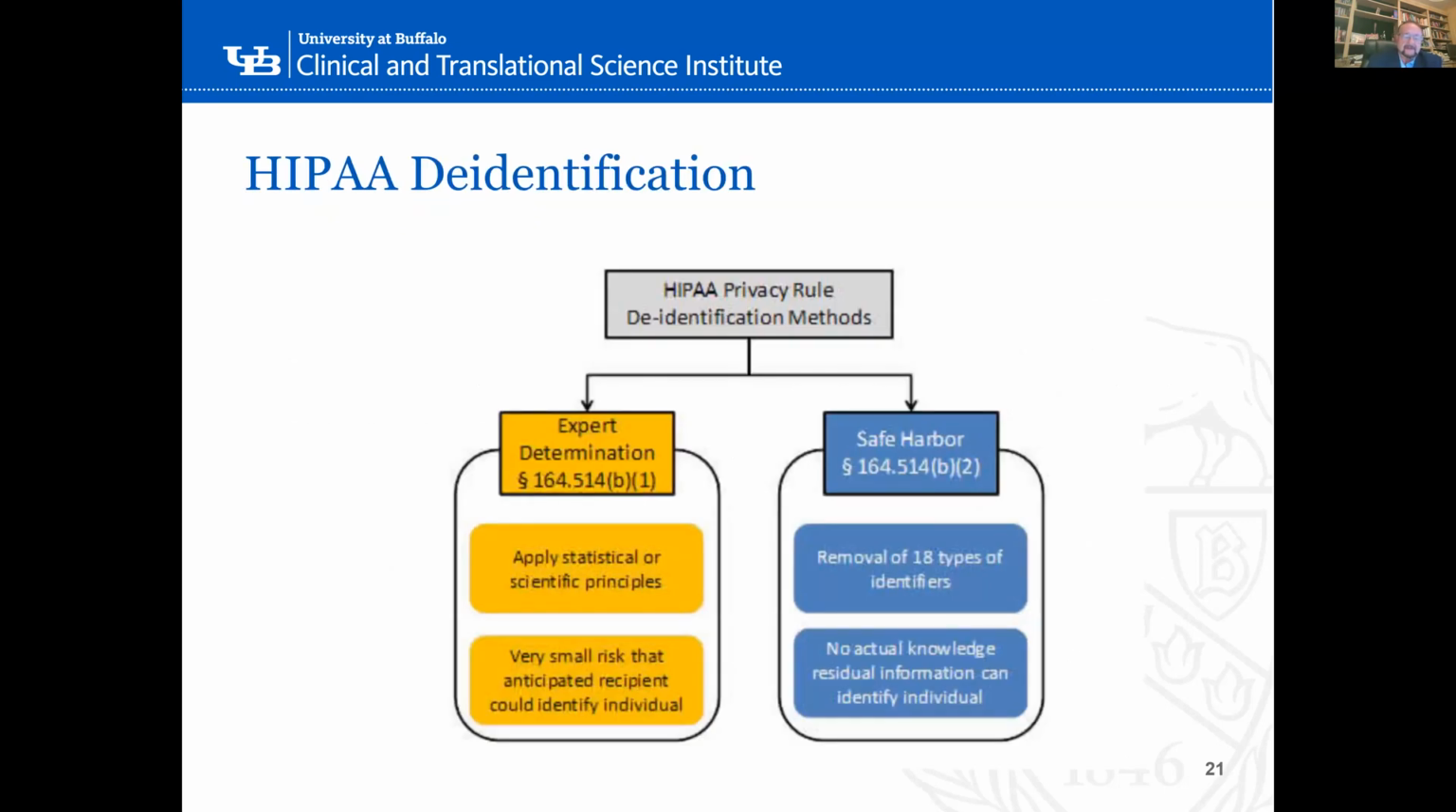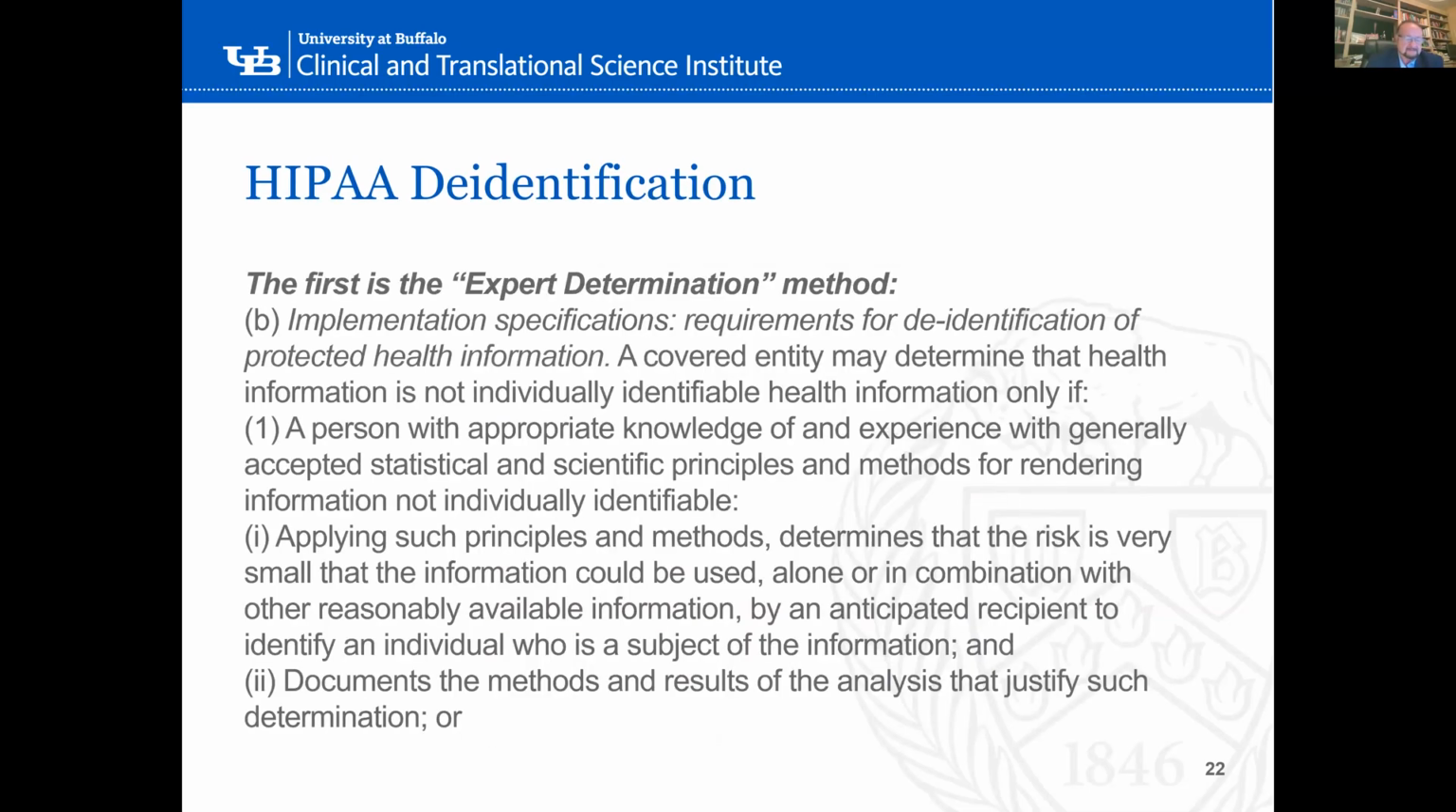So HIPAA de-identification: in the privacy rule, which is part of the HIPAA law, there are two ways to do it. One is expert determination, and the other is called the safe harbor method. I'm going to describe them both. In the expert determination, you use statistical methods to take out random amounts of data until it's unidentifiable as would be determined by a group of statisticians. Almost nobody uses this because it kind of destroys the data for research.